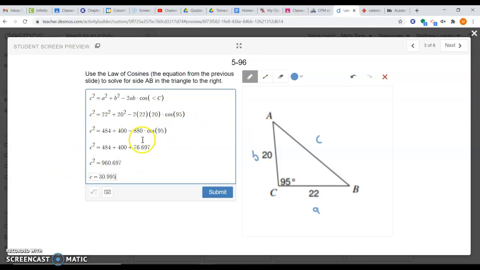Okay, those are my steps to completing a law of cosines problem. Just label your sides. What's your C? Again, your C is always going to be the side that's across from your angle. Choose your A and your B. Plug them in, and then work step by step.